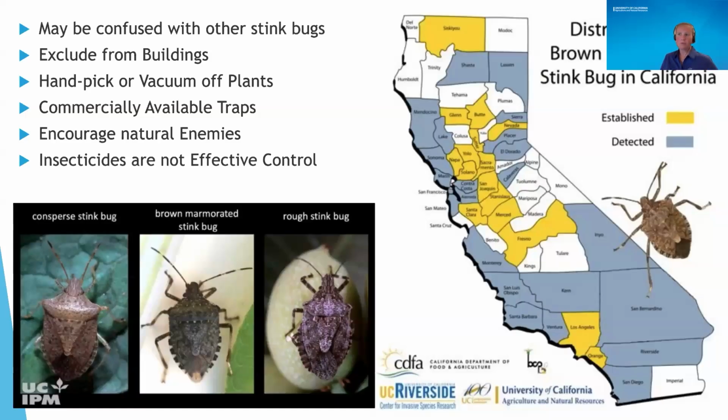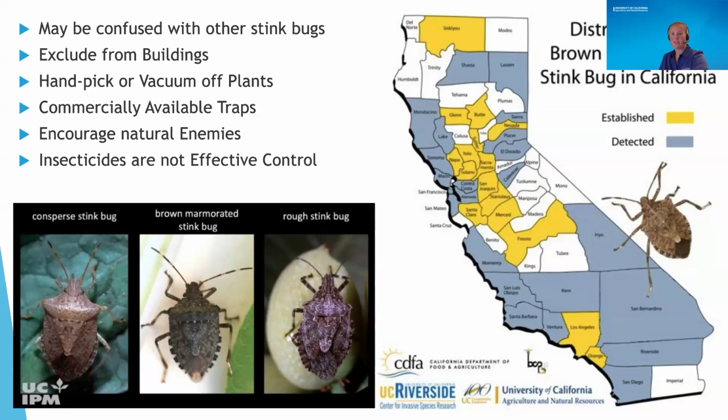Things you can do. Check that you're seeing the bug. There are some similarities here. There's a couple different types of stink bugs. They are established in many parts of California, especially in urban areas. You can see on the map on the right. They have been detected and are established in several areas. If you see them in areas where they haven't been established, you can contact your agricultural commissioner's office to report them. Things you can do around your house.